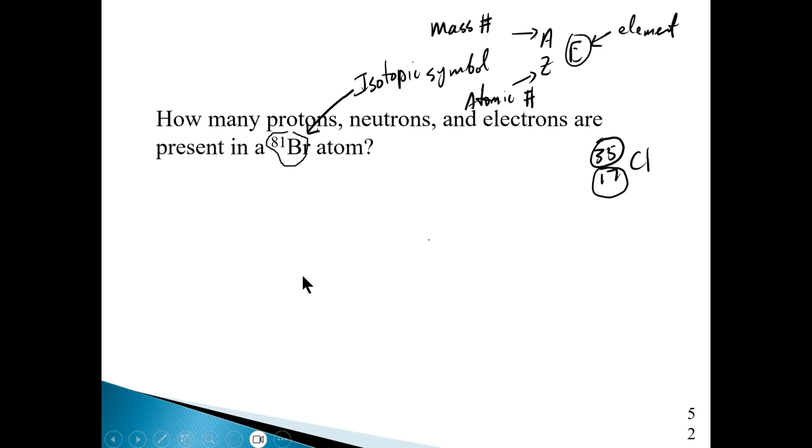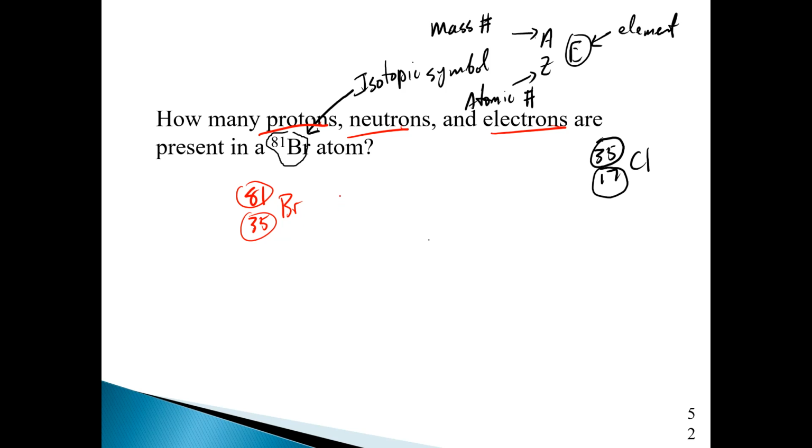All right. So let me go back to this here and expand that. So basically, the abbreviated version or the isotopic symbol will be 81 35 Br. All right. So what the question is asking here is how many protons, neutrons, and electrons are present in the bromine 81 atom, right? 81 is the mass number, and 35 would be the atomic number.